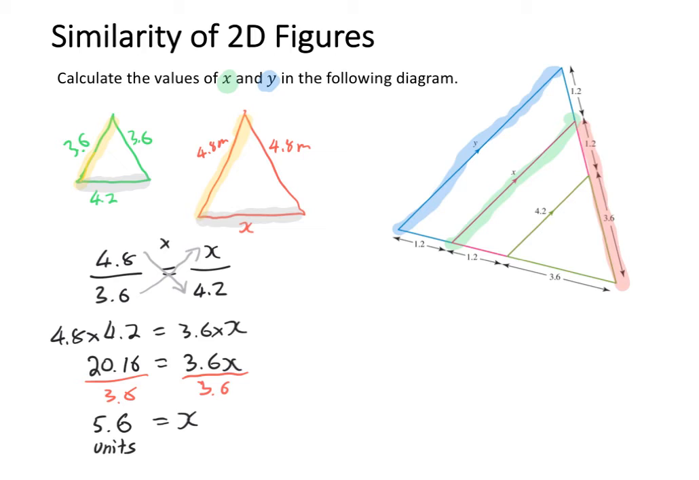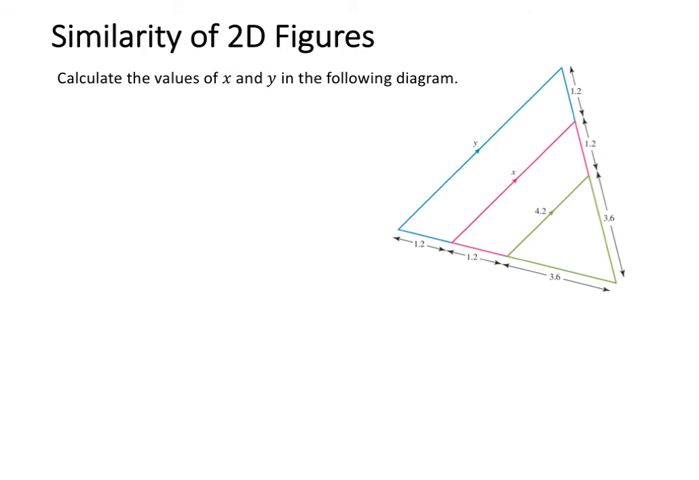So the value of y can also be calculated using a similar process to the value of x. To calculate the value of y, I'm going to start by drawing the two triangles. So my little triangle, base of 4.2 and a side of 3.6. And this time I'm going to draw the largest triangle from the diagram, which has a base of y, and the side of that large triangle is going to be 1.2 plus another 1.2 plus 3.6, which is equal to 6. So both of those sides are going to be equal to 6.